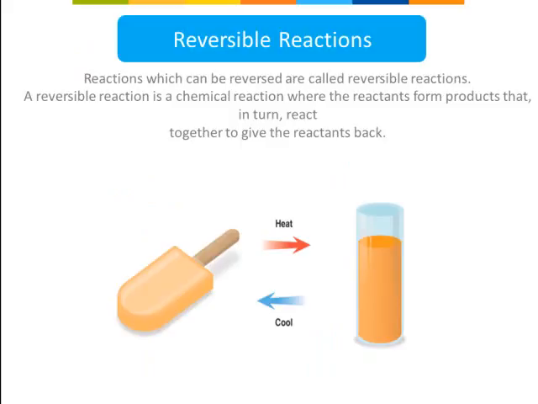In other words, reactions which can be reversed are called reversible reactions. A reversible reaction is a chemical reaction where the reactants form products that in turn react together to give the reactants back. So the next time you're holding an ice cream which is melting, we know that it can be reversed.